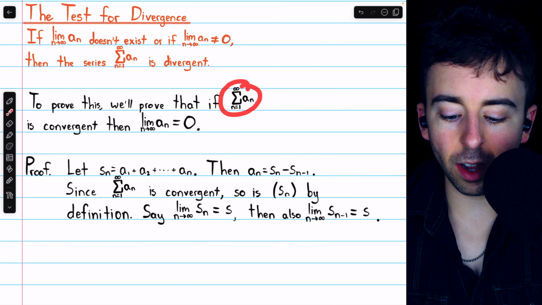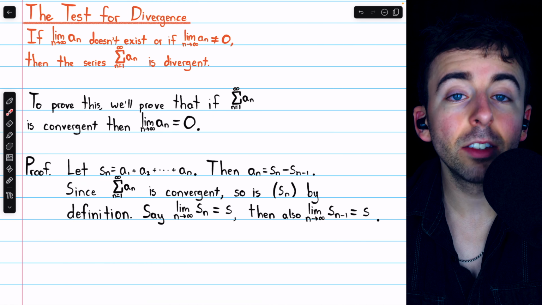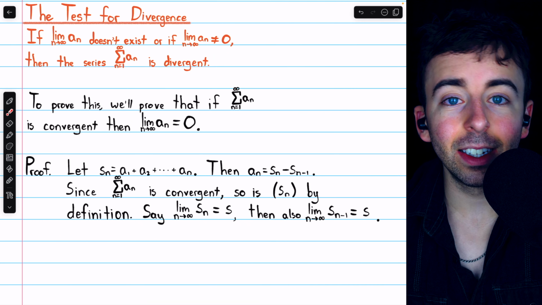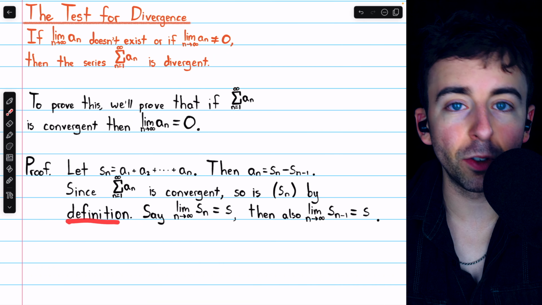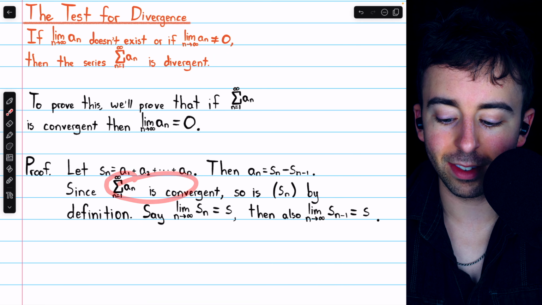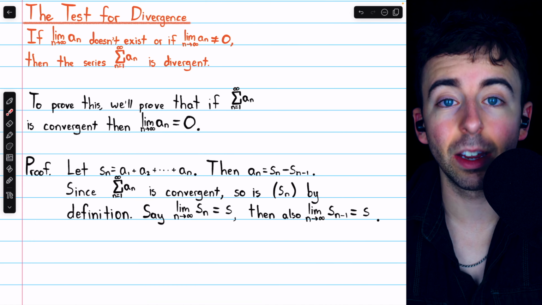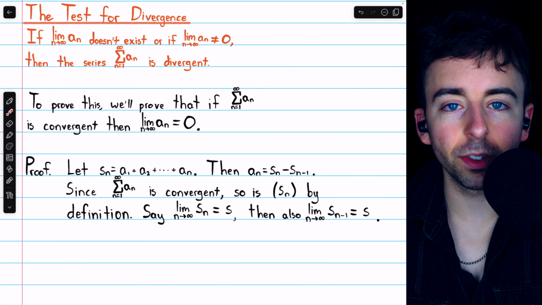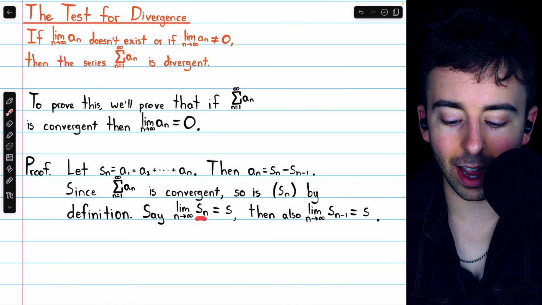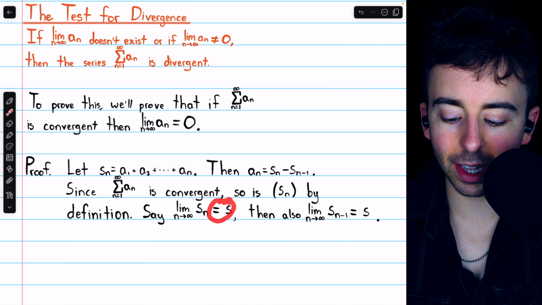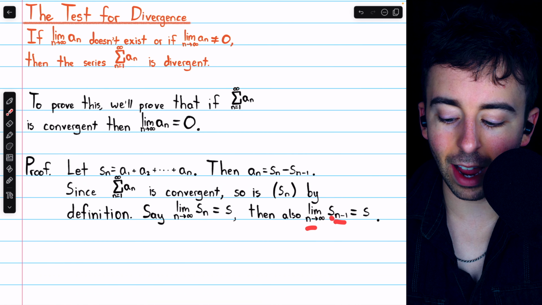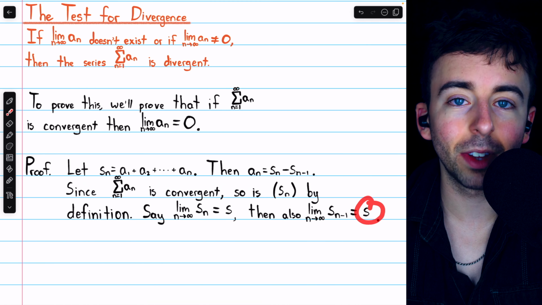Now, part of our assumption is that this series adding up those ans is convergent. So, of course, the sequence of those partial sums Sn is also convergent by definition. For the series to converge means that its sequence of partial sums converges also. Then let's give a name to that limit of those partial sums. We'll say the limit of Sn as n goes to infinity is equal to s. Also, the limit of Sn minus 1 as n goes to infinity is equal to s.